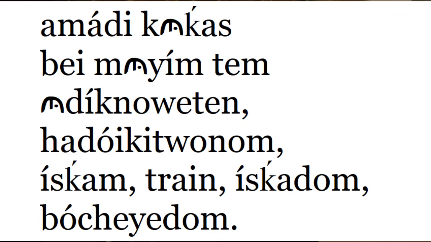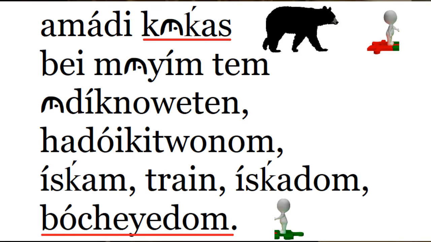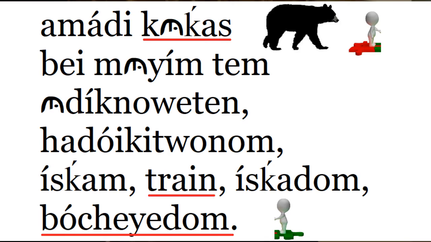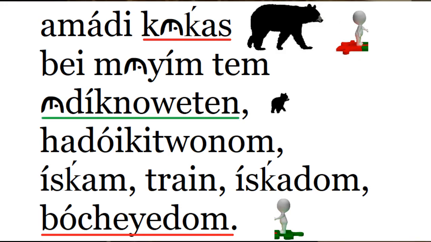Now, back to Mame Gallagher's sentence. Amade kikas be muyim tem odik noetin hadoi kit wonom train bochedom. We figured out that the main verb is kakas bochedom, I am waiting. Kakas train bochedom, I am waiting for a train. There are still 2 dependent clauses, 2 bear cubs in this sentence, adik noetin and hadoi kit wonom. What do they mean? Adik noetin means after getting there. Hadoi kit wonom means after having hauled it down.